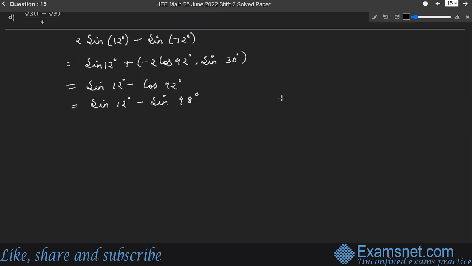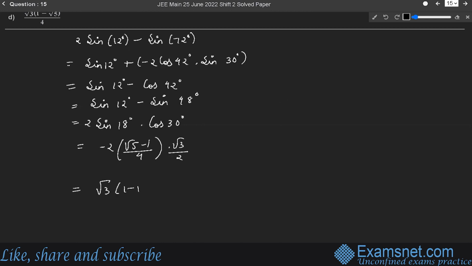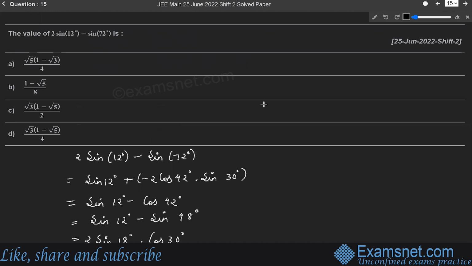Further, this will be equal to 2 into sine 18 degree into cos 30 degree. So this will be minus 2 into root 5 minus 1 divided by 4 into root 3 by 2. On further calculation, this will be equal to root 3 into 1 minus root 5 divided by 4. Hence, we can say that the correct option for this question is option number D here.